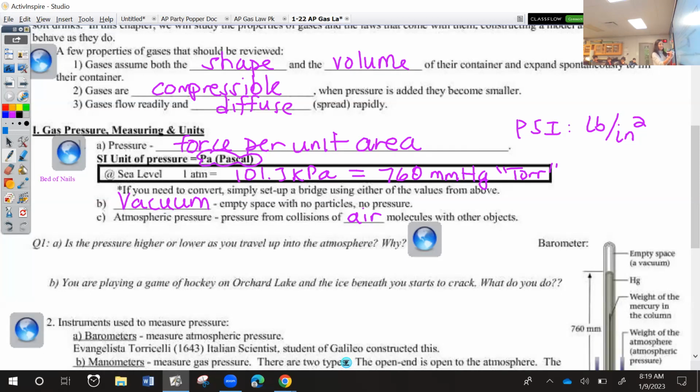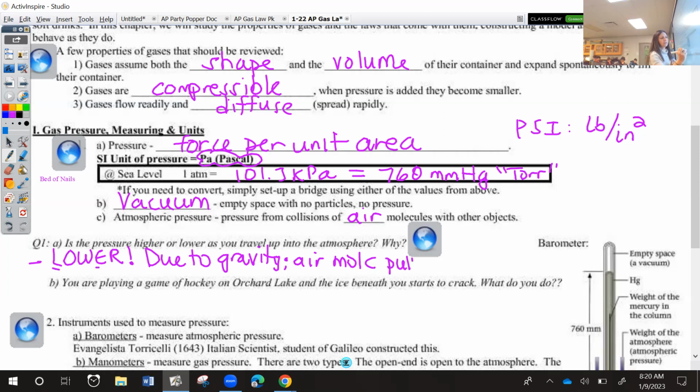We already talked about this. It is lower. So the air pressure is going to be lower. We said why? Due to gravity, the air molecules are pulled toward the center of the earth. And so everything gets pulled down.